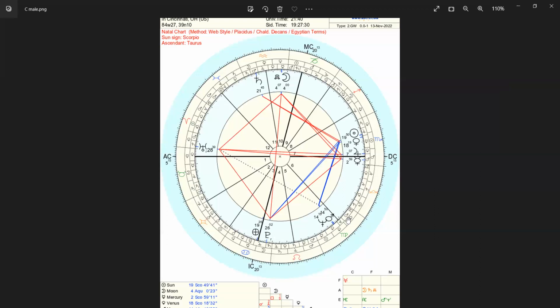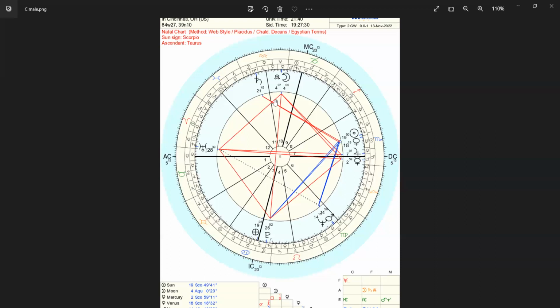I choose these charts just on a whim, and they almost always have the two women with the stuff at the late degrees of Libra, and the two men have the Mars, Neptune, and Virgo. How fascinating. All right.